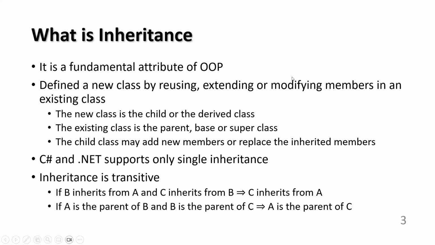So it says that inheritance is a fundamental attribute of object-oriented programming. Define a new class by reusing, extending, or modifying members in an existing class. The new class is the child or derived class. The existing class is a parent, base, or superclass. The child class may add new members or replace the inherited members. We already saw that, right? So what we used was override.